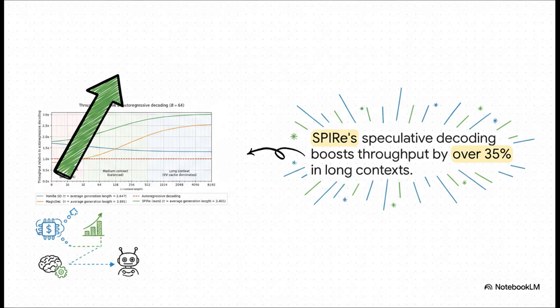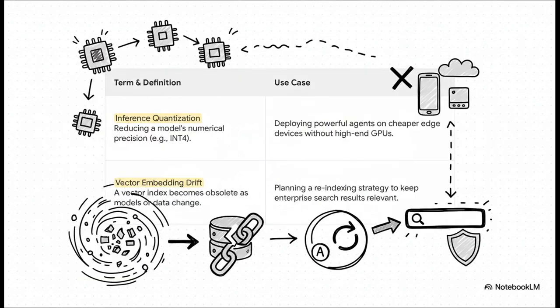The impact is significant. You can see from the data here that this technique boosts throughput by over 35% compared to strong baselines in long context workloads. By choosing the right draft model, you can dramatically reduce the cost per token and increase overall system throughput, directly addressing the inference famine. Two more crucial operational points.